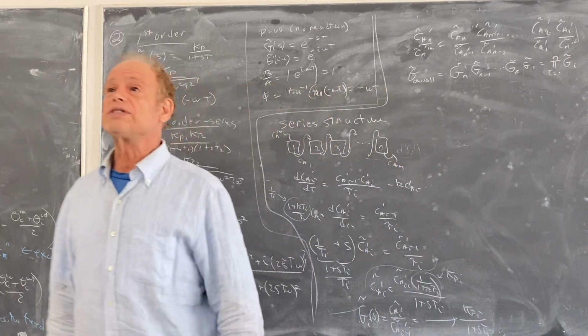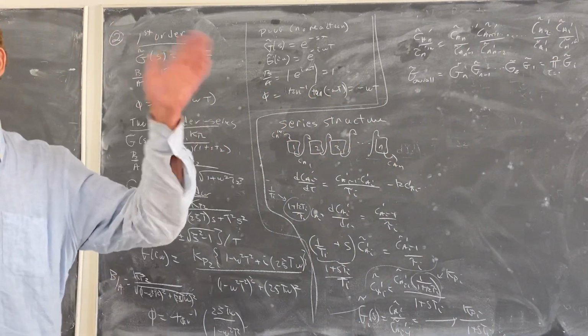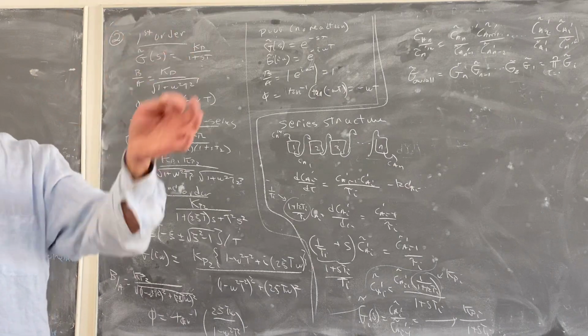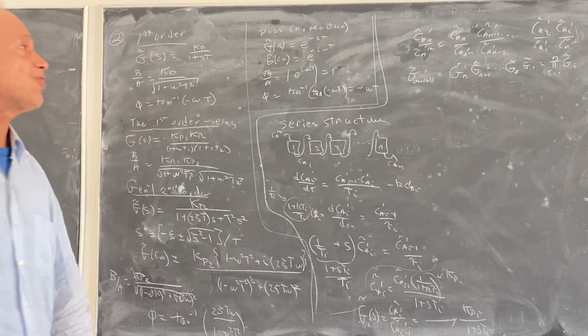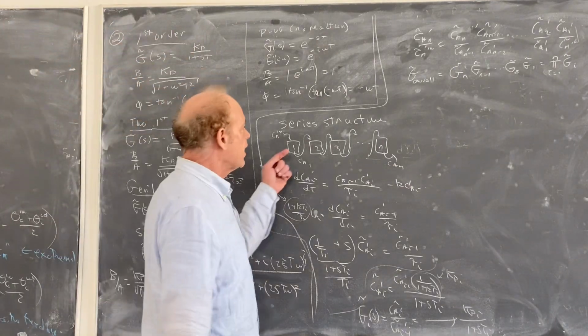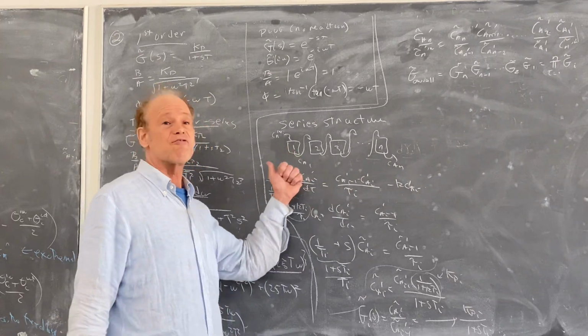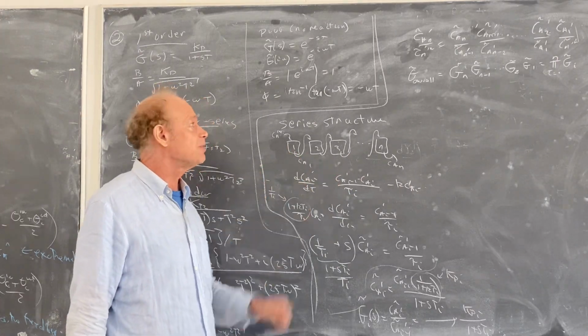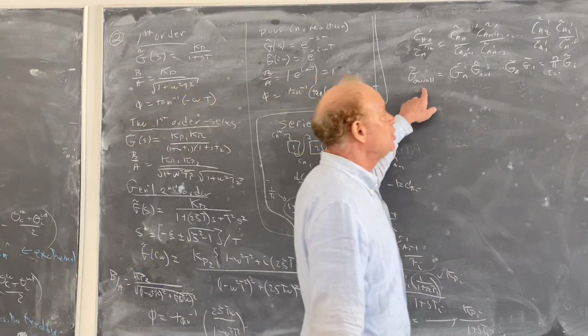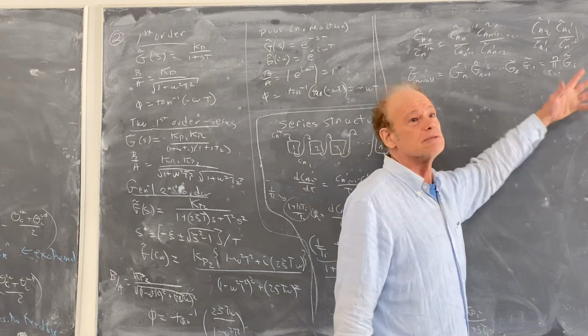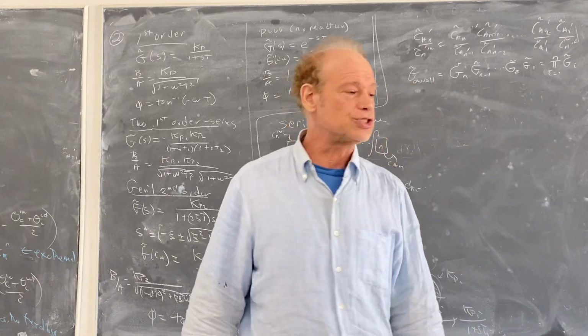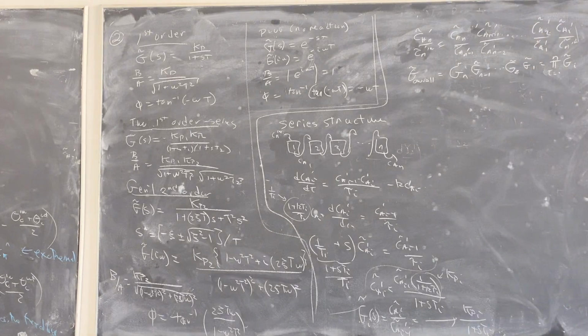So what you can see here, and again, this is algebra I've done before, I'm just showing it, pointing out a few different things. When I have a series structure where the information flows only in one direction from left to right, then the overall G is just the product of the G's. Nothing too surprising about that because we did that before.